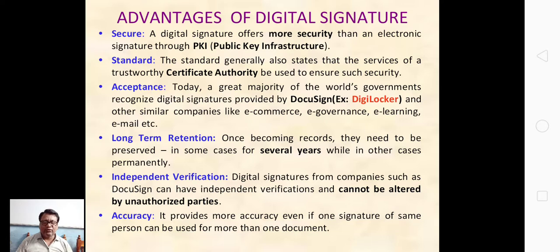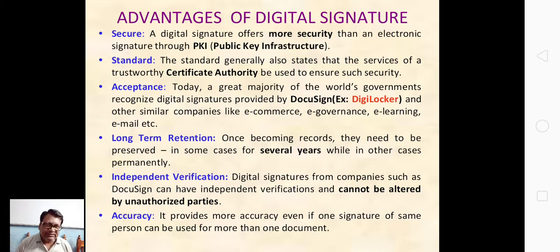That is why today any government of the world, any country's government, recognizes this as a document sign or DocuSign, as a standard or accepted one. For example, DigiLocker in India. And in the field of e-commerce, e-governance, e-learning, email, today digital signature is a must.